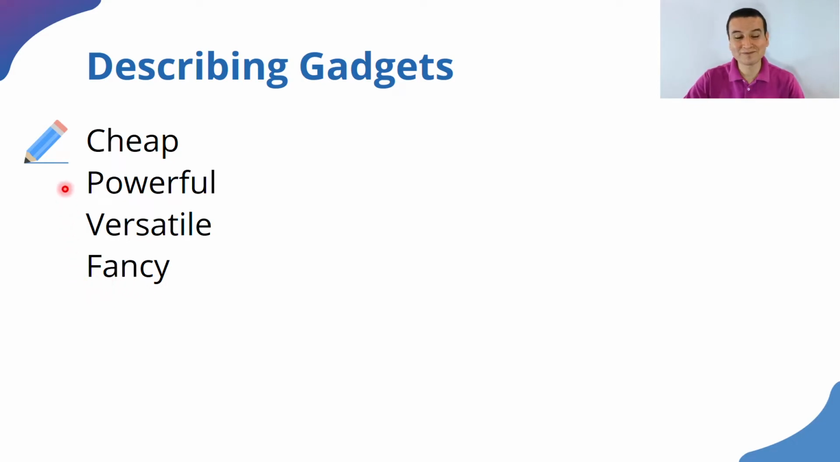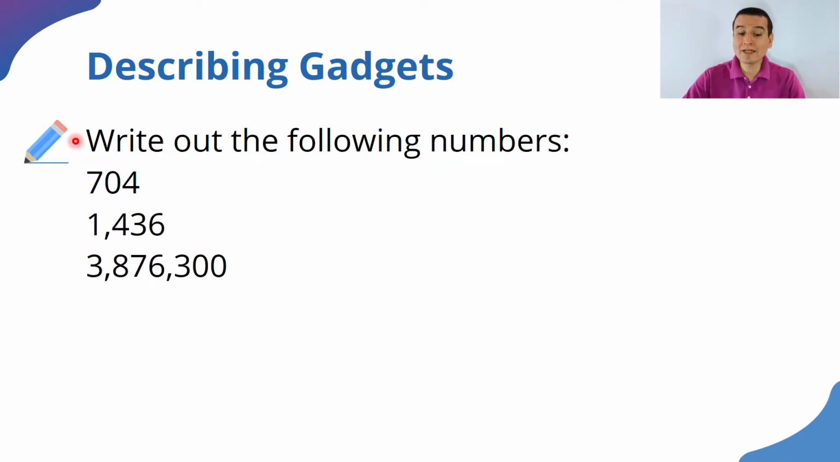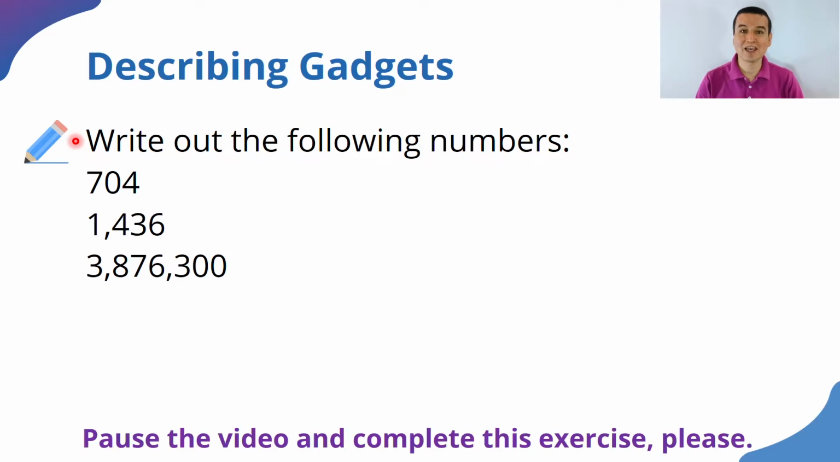Good, good. Now, the next activity that I have for you is writing out some numbers. So that's the instruction. Write out the following numbers. So write in letters these numbers that you have here. All right? Take a moment, pause my video, write them out, and I'll show you the answers in a moment.